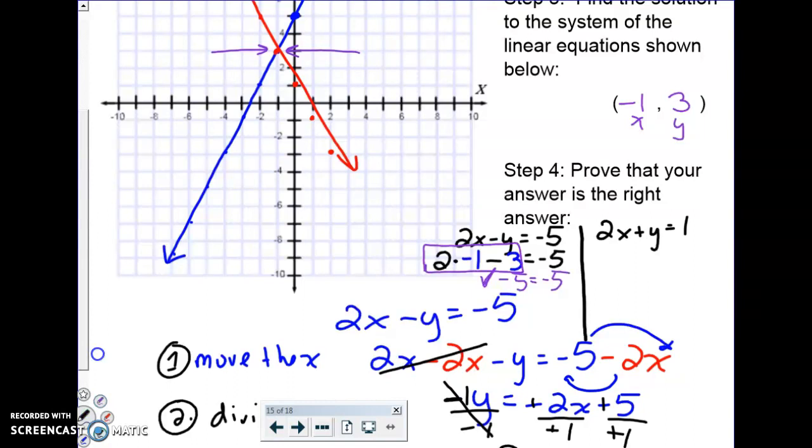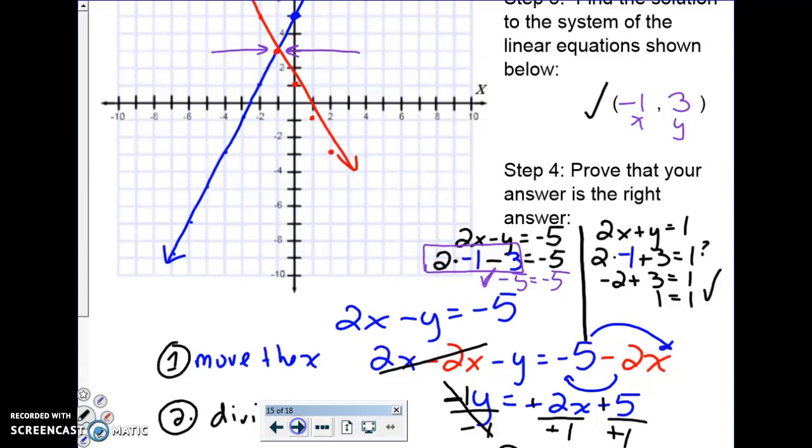Next one is 2 times negative 1 plus 3 equals 1. And again, if I put all that in the calculator, I get negative 2 plus 3, and that gives 1 equals 1. So I've proved that my answer that I got is my solution.